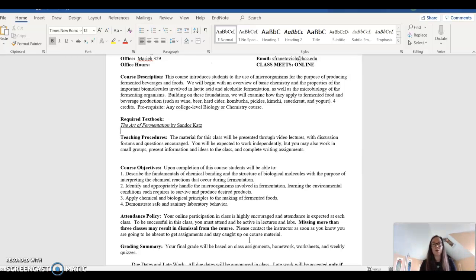Two, identify and appropriately handle the microorganisms involved in fermentation, learning the environmental conditions each requires to survive and produce desired products. Okay, so you will be handling microorganisms at home. Some of these you will be purchasing little packets of yeast or certain types of fermenting bacteria or cultures. We'll also be doing some background reading and some online activities to help us get familiar with these microorganisms.